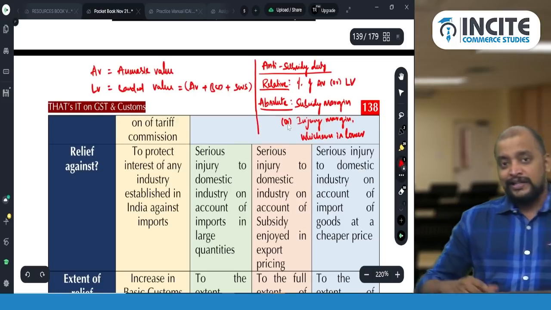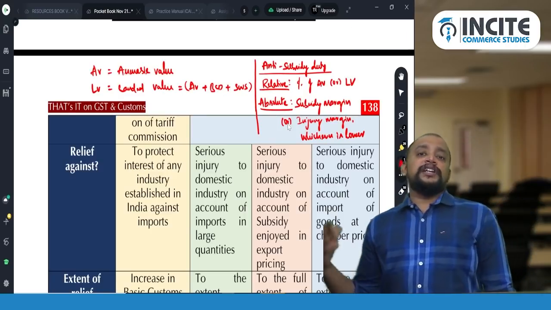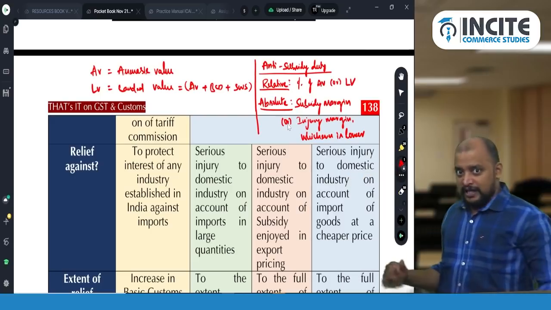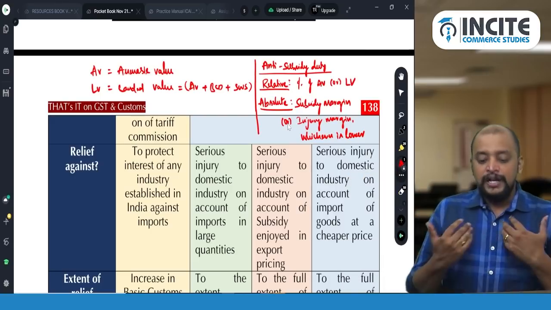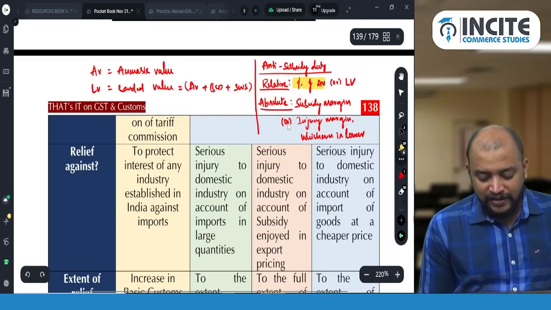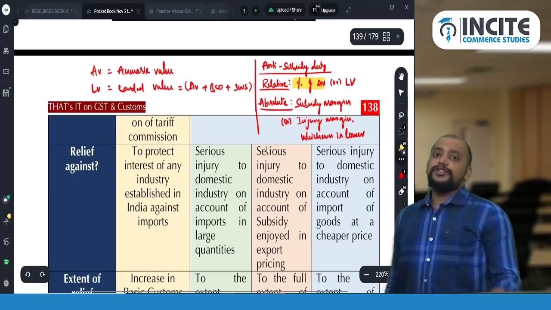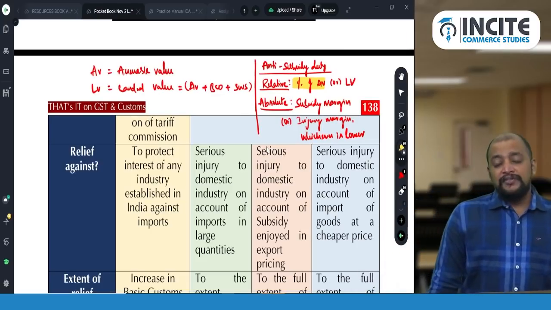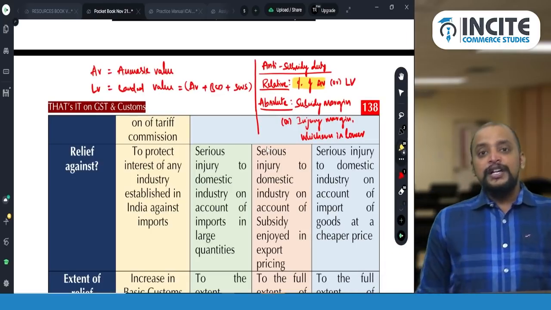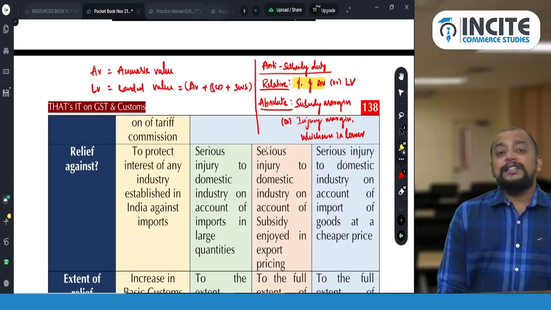There are two ways. Relative, where a percentage is given in the question. That percentage on AV or LV will also be given, either assessable value or landed value. Suppose if they have not given, you need to take percentage of AV. And then absolute measure. Suppose if they are not giving a percentage, definitely the information related to subsidy margin or injury margin will be given. So what is subsidy margin?